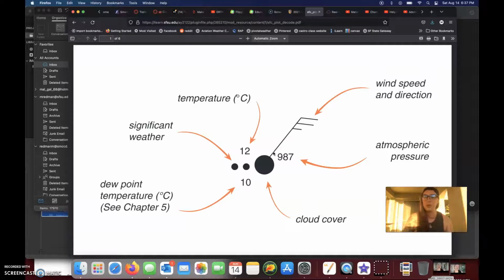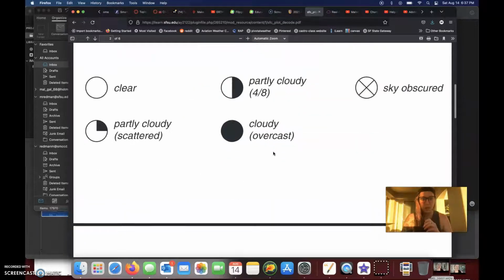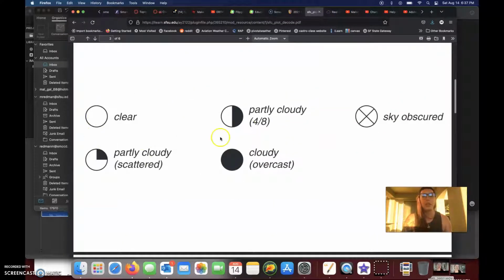So let's break this stuff down a little bit further, just to break down the cloudiness aspect of it. That little circle in the center, however much it is filled in, tells us how much of the sky is obscured. As a mathematician or someone who loves math, this really bothers me. If it bothers you, it bothers me too. 4/8, break that sucker down to 1/2. I didn't write the textbook, it's just there.